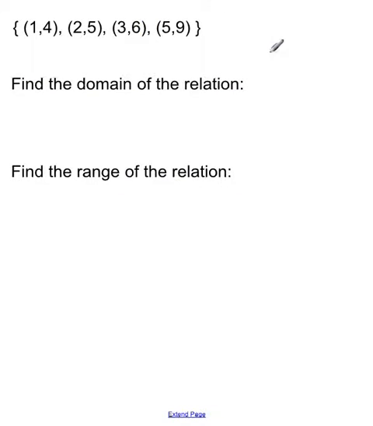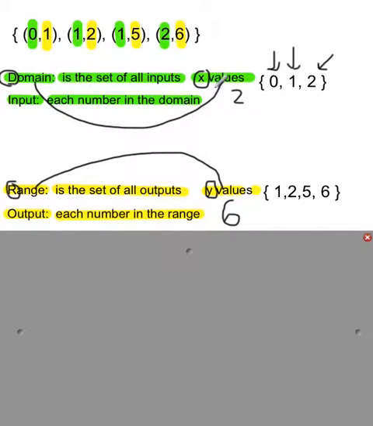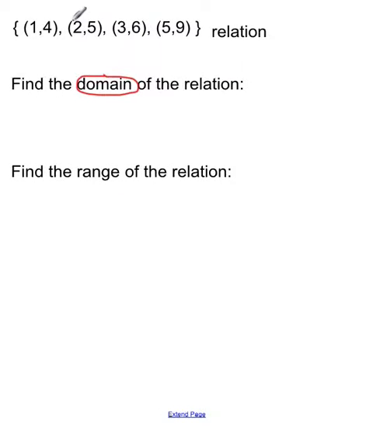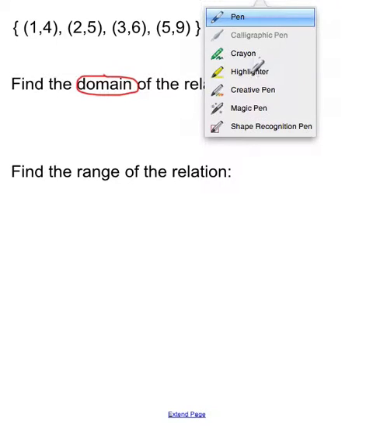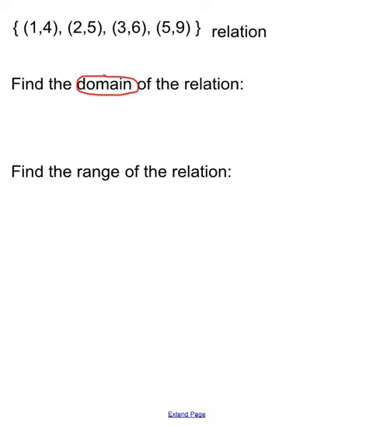So let's try this out. Here I gave you a completely new relation, and the reason this is called a relation is because you see a solution set with ordered pairs. I just so happen to pick 4 again. So question number 1, find the domain of this relation. Now remember, domain is my X values. So I'm going to look up here and I'm going to highlight all of my X's.